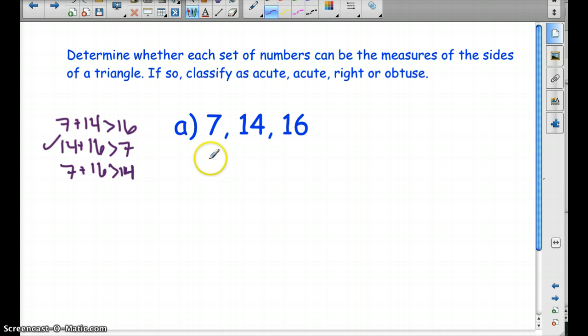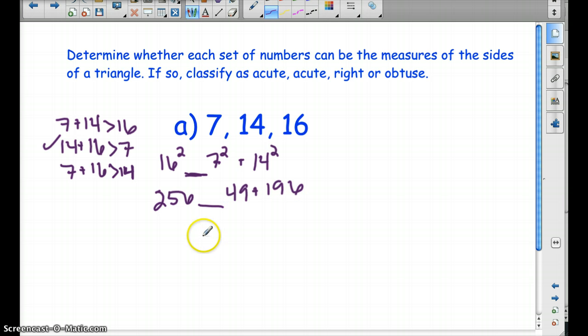And then we're going to take the two smaller sides and square them. And then what we're going to do is fill in the blank with the longer side. Okay, and I'm writing it backwards like the book doesn't. So 16 squared is going to be 256. And this is 49 plus 196. And so this is 245.